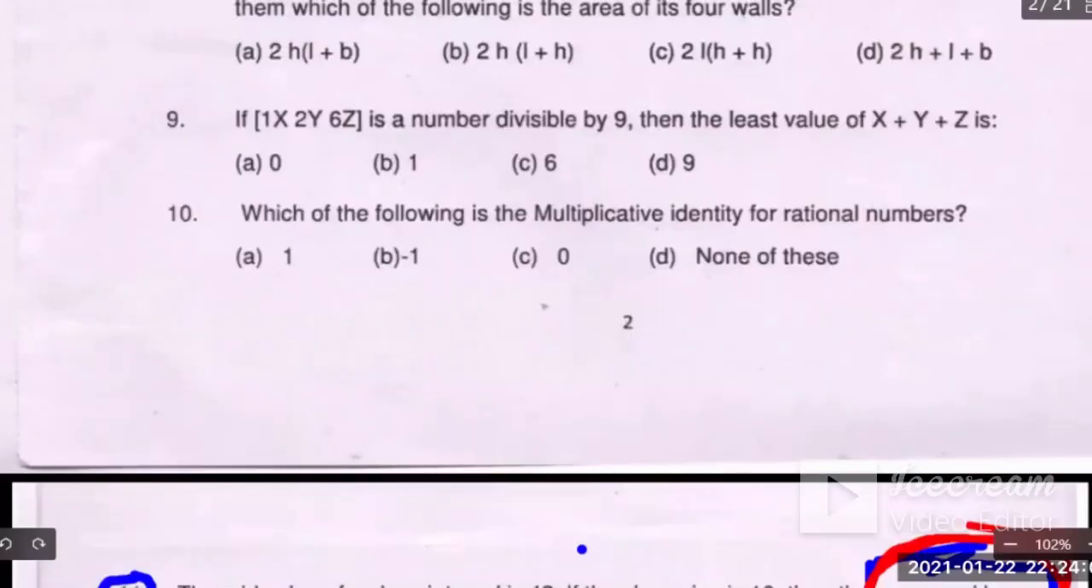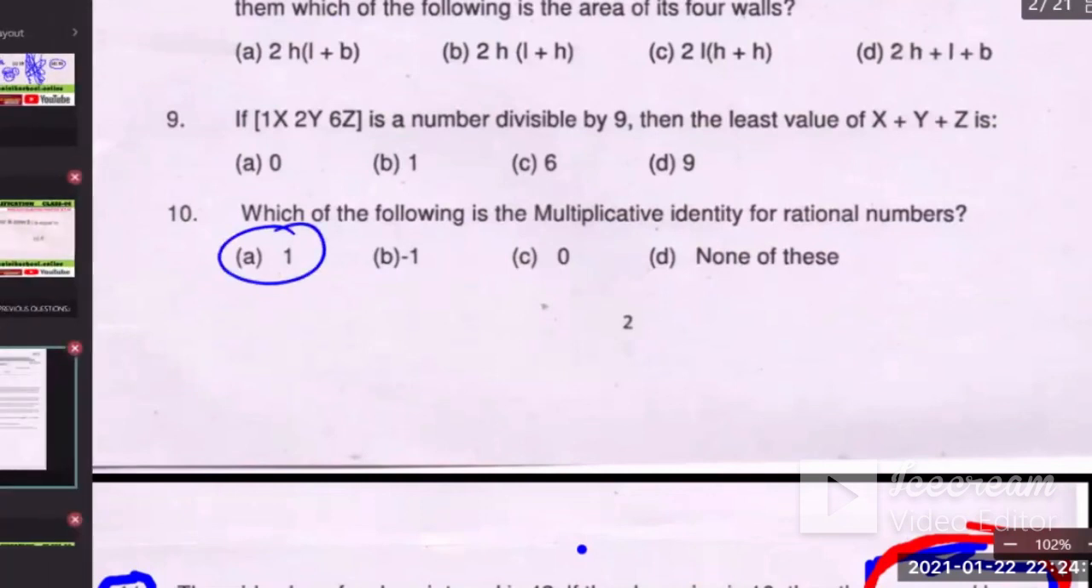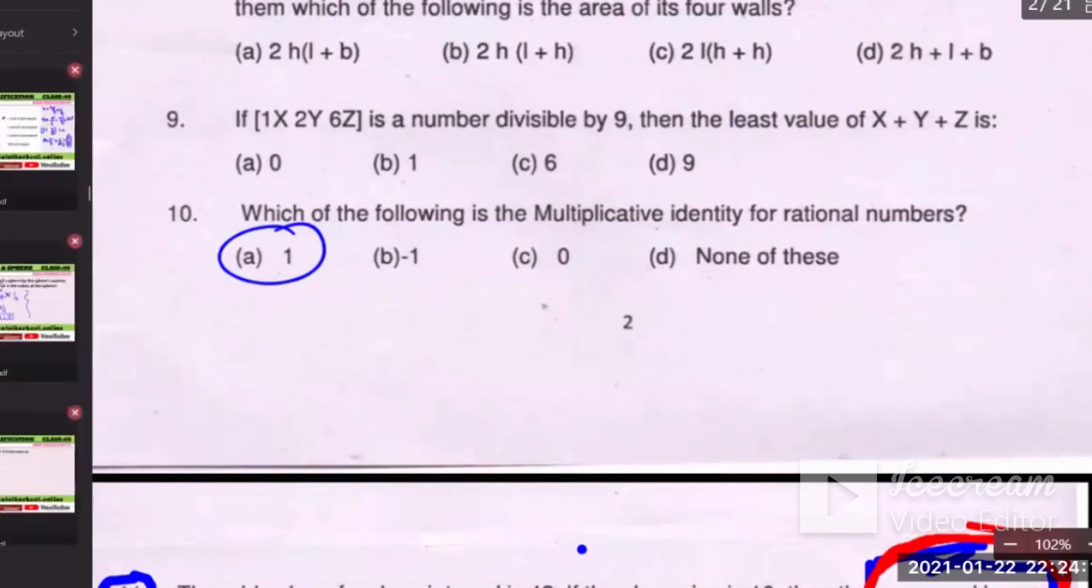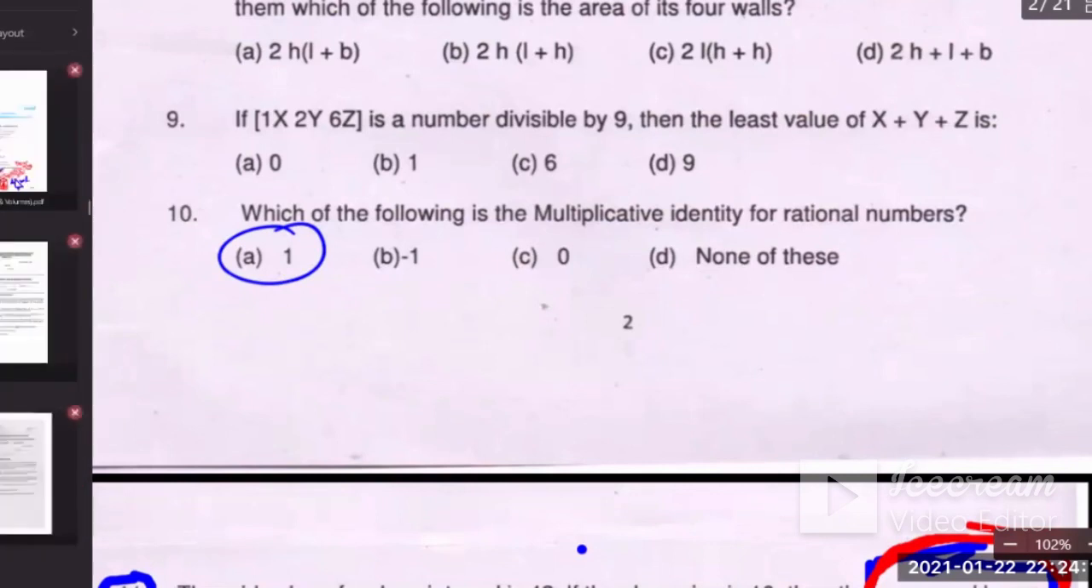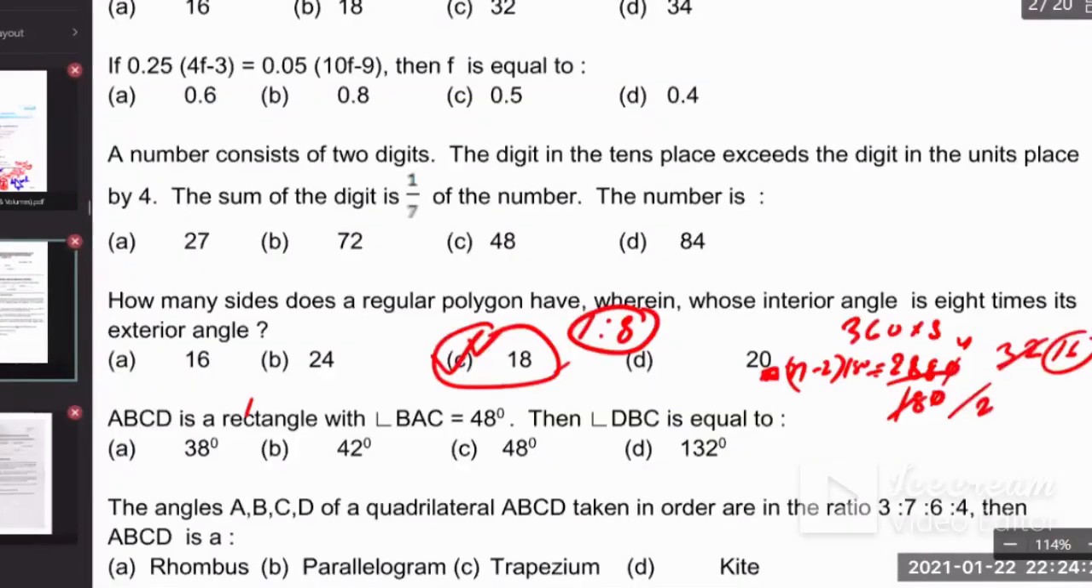Numbers. One, one. Sir, ये direct question है. One is the multiplicative identity and 0 is the additive identity. Yes, 2018 में क्या पूछा है? Question number 2 and 3.